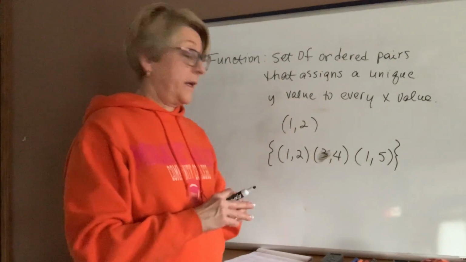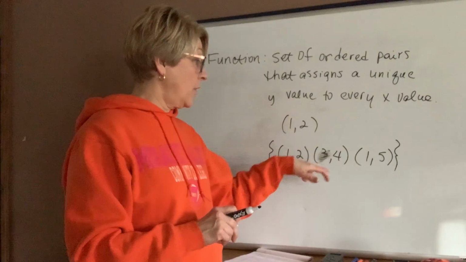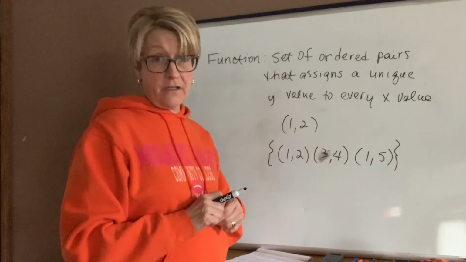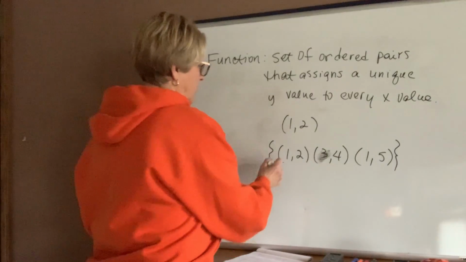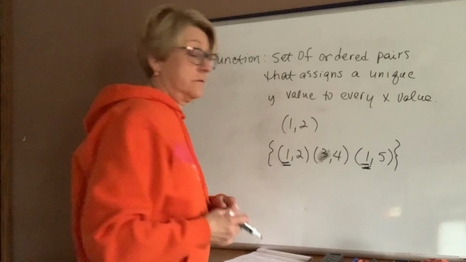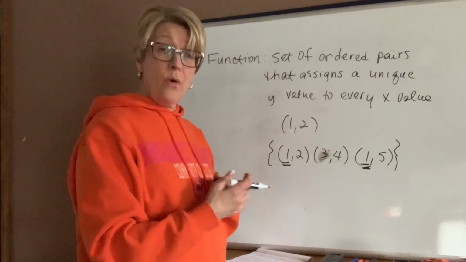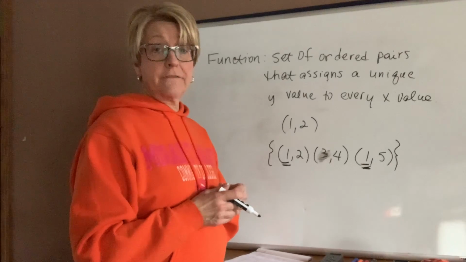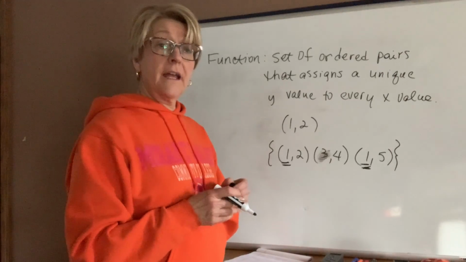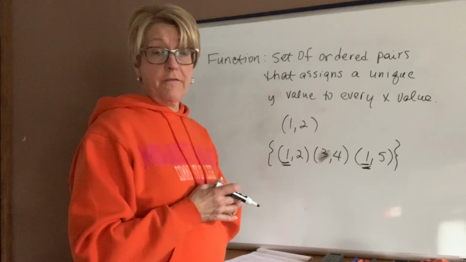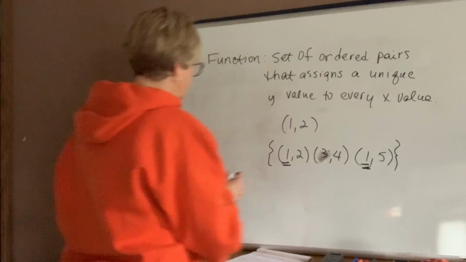here's a set of ordered pairs: (1, 2), (3, 4), and (1, 5). This is not a function. How come? You'll notice that this X value of 1 has 2 different Y values with it. That tells us that this is not a function. Now we can take a look at a graph and see if it is a function.